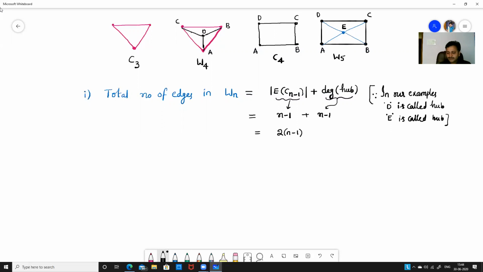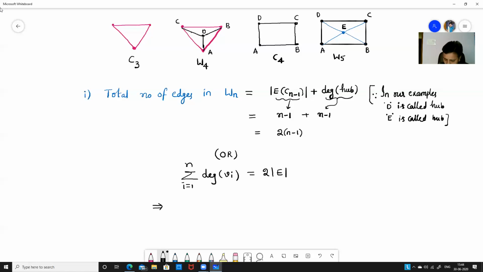So this is one way of analyzing. Or else you can also analyze by using the sum of degrees of vertices theorem. Clear? If you want to analyze by using the sum of degrees of vertices theorem, the summation for i from 1 to n of the degree of all vertices must be equal to 2 times the number of edges.